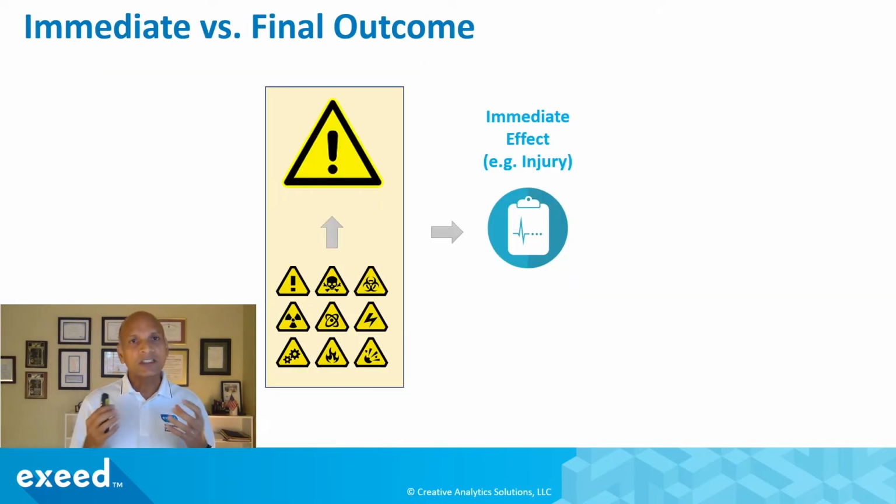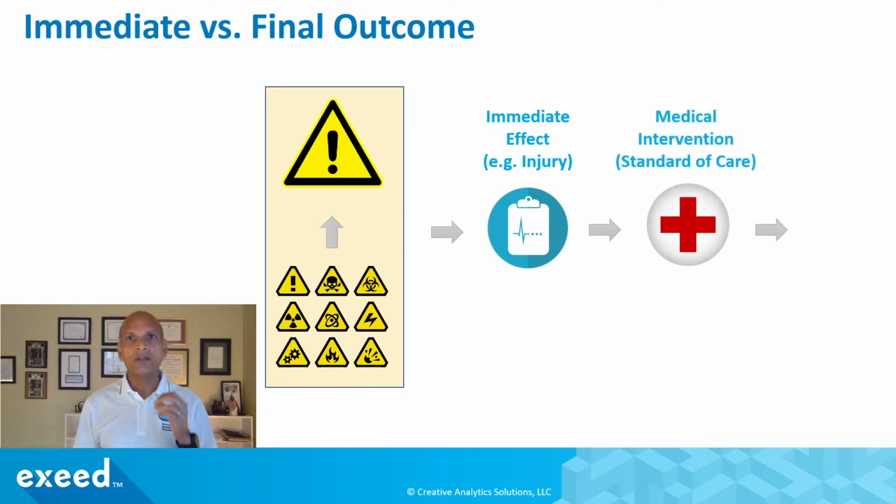So we need to start thinking about an immediate outcome versus a final outcome. Let's say someone is exposed to one or more hazards in a hazardous situation, and there is an immediate effect. Maybe there's an injury. That leads to what we call medical intervention, potentially, which I also sometimes refer to in my conversation with people as standard of care.